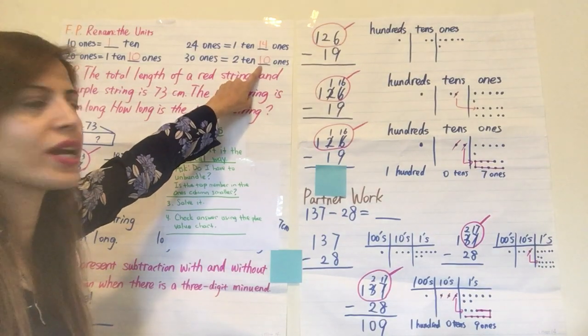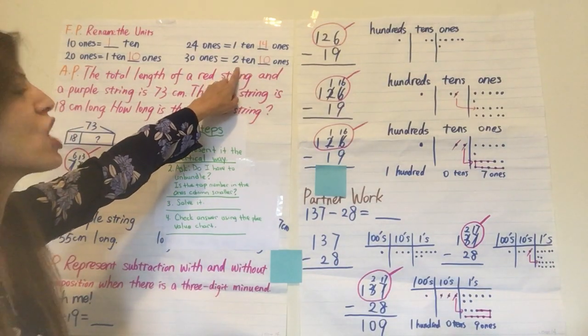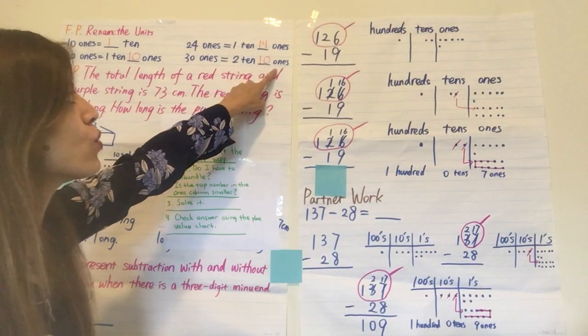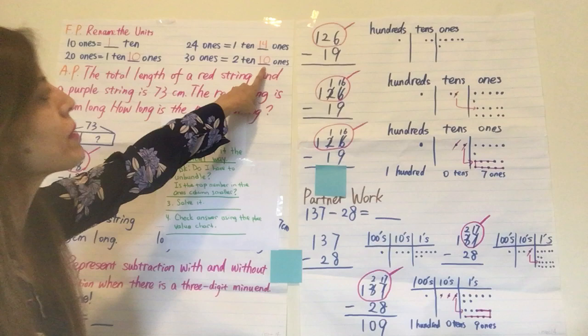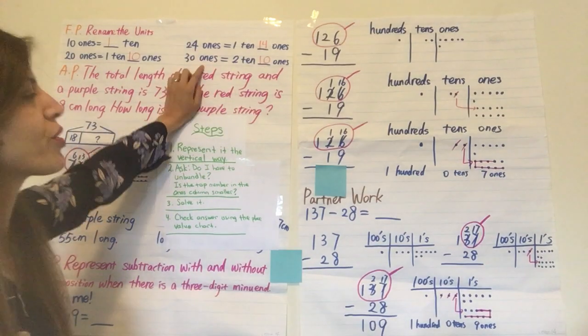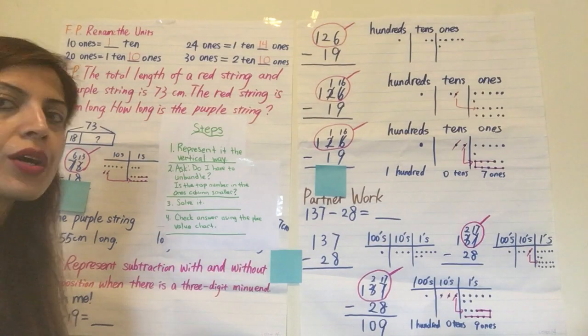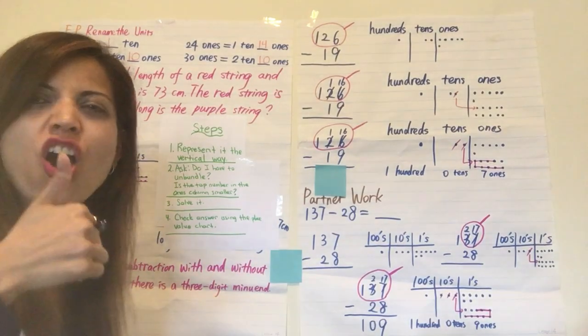Good job. Moving on. 30 ones equals 2 tens and how many ones? 10 ones, right? Because we know that 2 tens equals 20 ones, and then if we have another 10 ones, 20 ones plus 10 ones equals 30 ones. Excellent job. Are you all okay? Are you keeping up? Awesome.